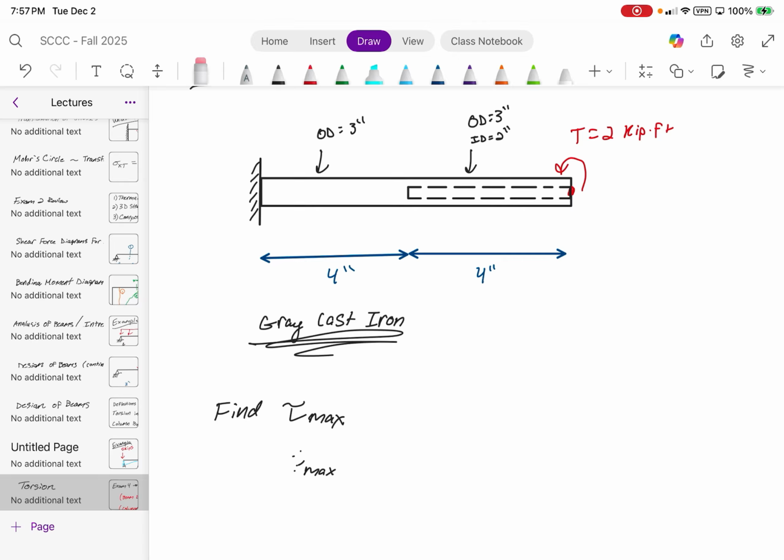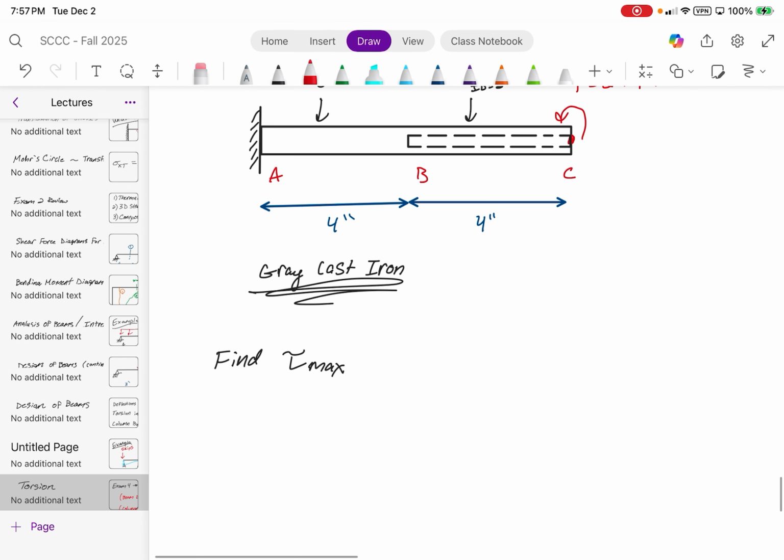Actually, I'm not going to word it like that. I'm going to say this is going to be A, B, and C. I want you guys to find phi AB, phi BC, and then the rotation at C.